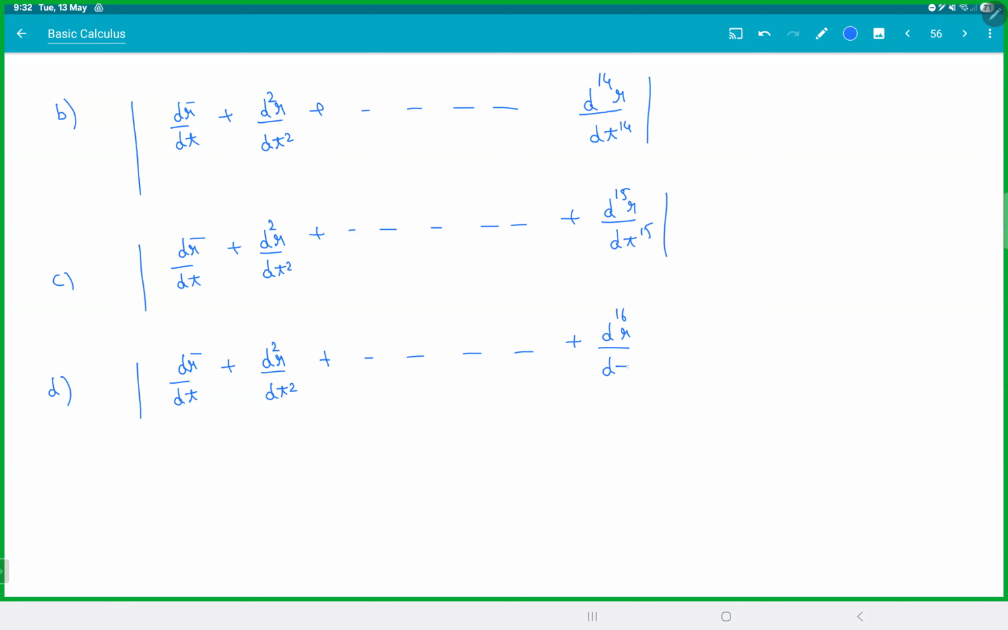d16r by dt16. Can you do this thing? Triple one. Such a big value to have.